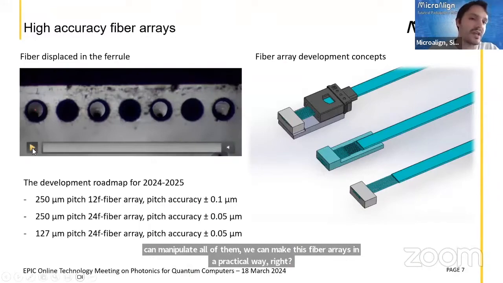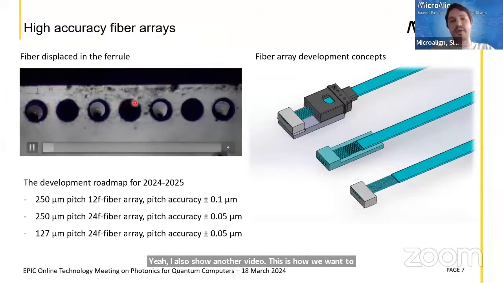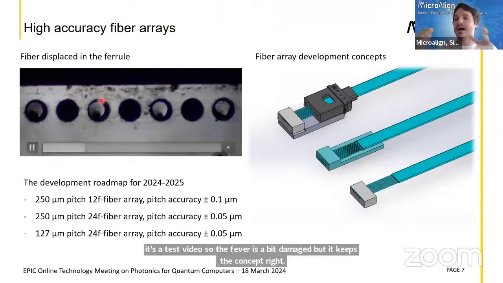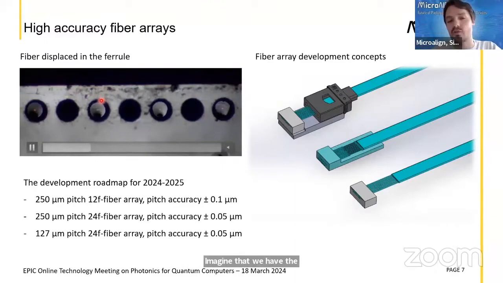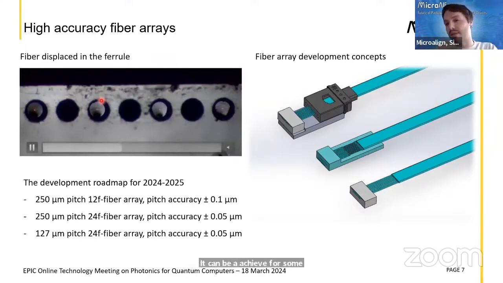Here I also show another video. This is how we want to use our actuation. Now you saw it from a 3D perspective, and here you see it from a front view. Imagine it's a test video, so the ferrule is a bit damaged, but it gives the concept, right? Imagine that we have these ferrules with holes. The holes allow the fiber to be manipulated within a certain range, and the concept is that we want to align the fibers thanks to our reference. It can be a chip or something else within the ferrule, and then fix the fibers in position once the alignment is achieved. This is still under development.